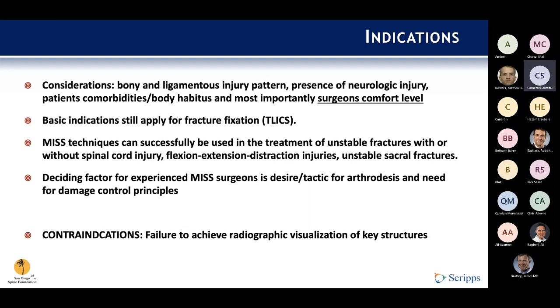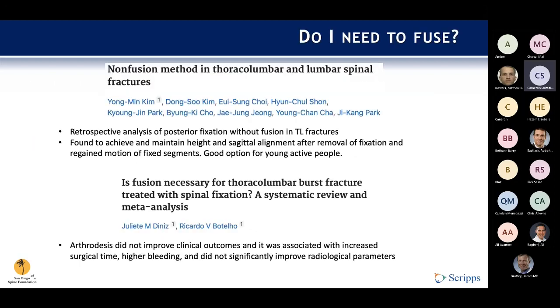And so the basic indications still apply for fracture fixation, but these can be useful in unstable fractures. Traditionally, and we'll see in the studies, without spinal cord injury, flexion extension distraction injuries or unstable sacral fractures are the caveats to that. We'll talk now about when and why you should be using this. And obviously, a big consideration: if you can't see well, you can't do MIS, so you need to take that into account as well.